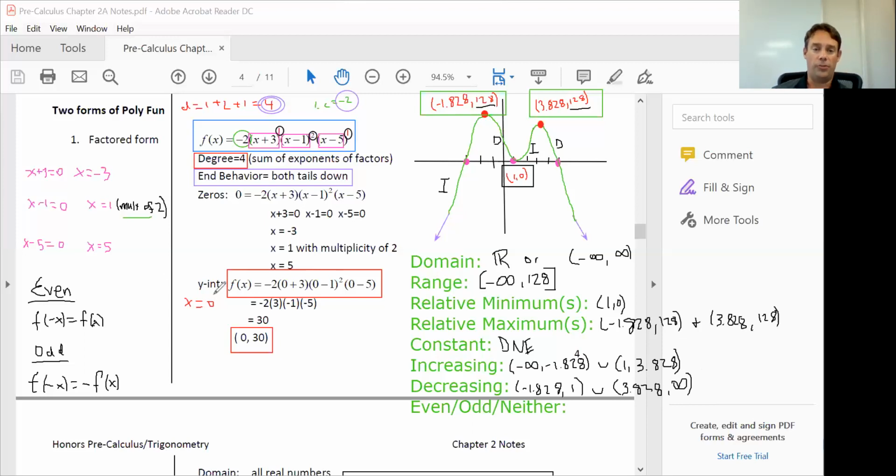And if I were to plug this in here, I could figure out if it's even, odd, or neither. I'm not going to go through and do that, just for lack of time, and I don't want to make this video too long. This one's actually going to be neither. When you plug in your even and odd and you check it, this would be neither.